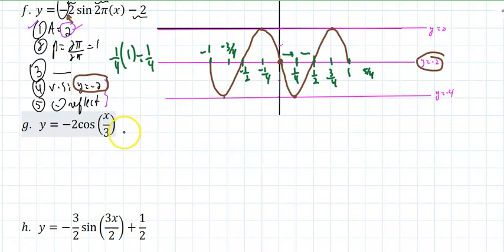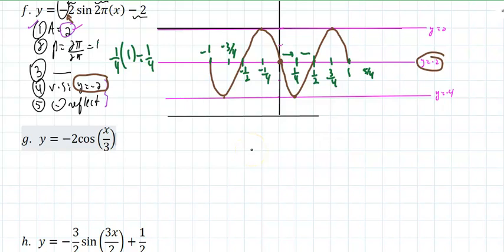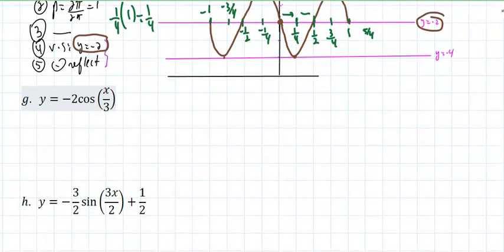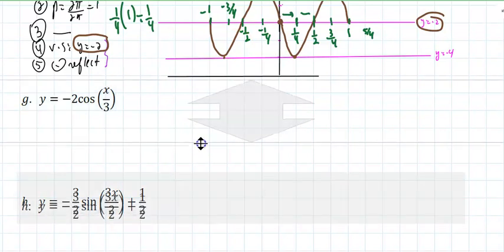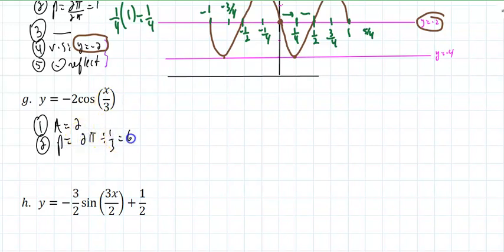Next problem up. There it is. I have y equal negative 2 the cosine. Actually, this one I don't need much space. No, this is fine. 1. The amplitude is 2. The period is 2 pi divided by 1/3. That is 6 pi. You multiply by the reciprocal. 3, 4, there's none. But 5, since there's a negative in front of it, we reflect.